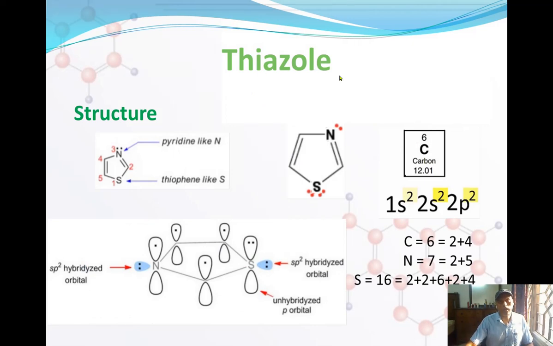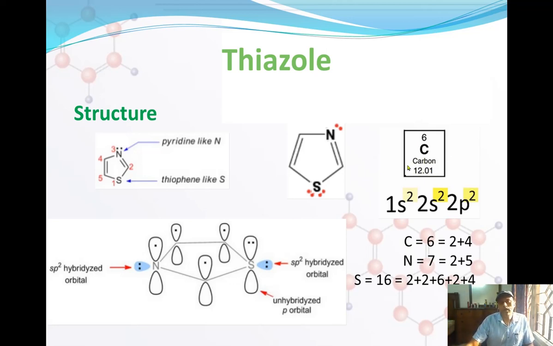Let's study the structure of thiazole in detail. Thiazole has got 5 atoms. Out of 5 atoms, 3 atoms are carbon atoms, one is sulfur and one is nitrogen. Let's look at the orbital structure of each one of these. So it has got 3 carbon atoms.